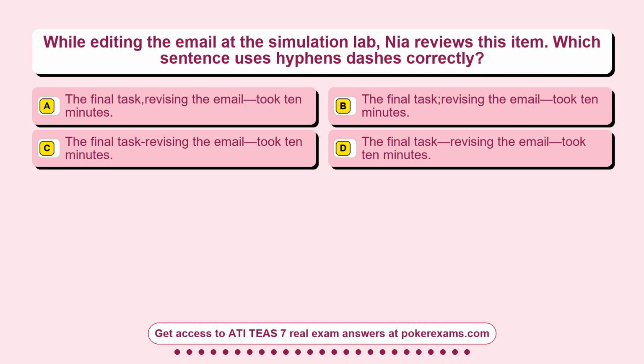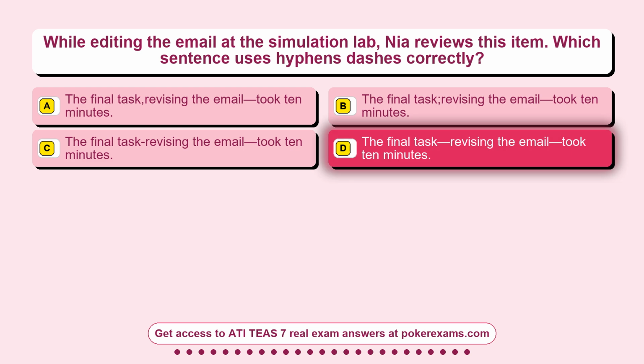Question 5. While editing the email at the simulation lab, Nia reviews this item. Which sentence uses hyphens or dashes correctly? Option A. The final task, revising the email, took 10 minutes. Option B. The final task, revising the email, took 10 minutes. Option C. The final task minus revising the email took 10 minutes. Option D. The final task, revising the email, took 10 minutes. The correct answer is option D. The final task, revising the email, took 10 minutes.